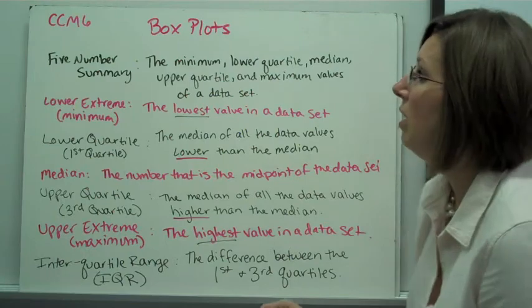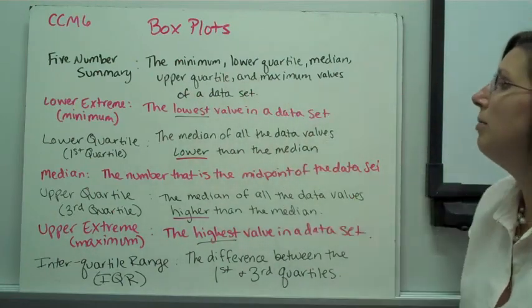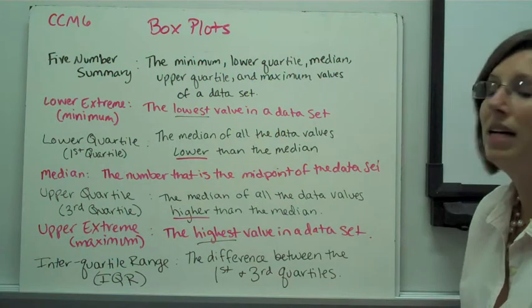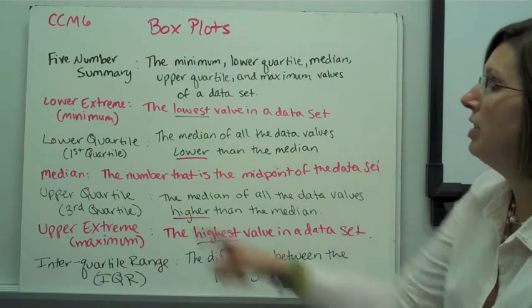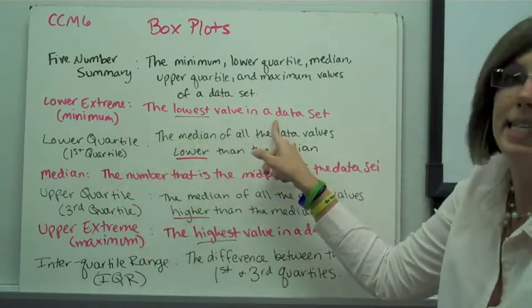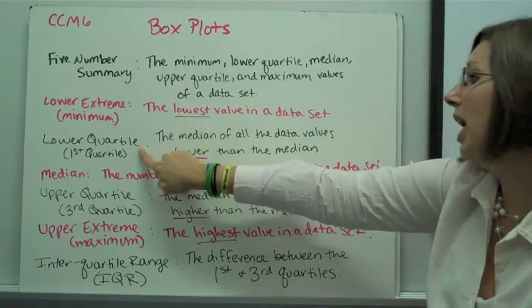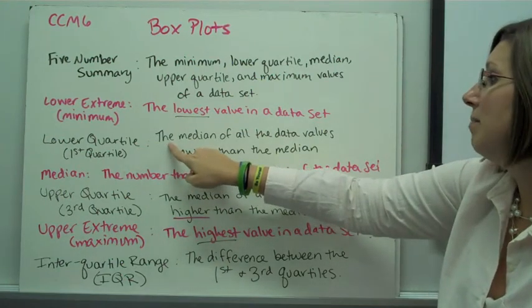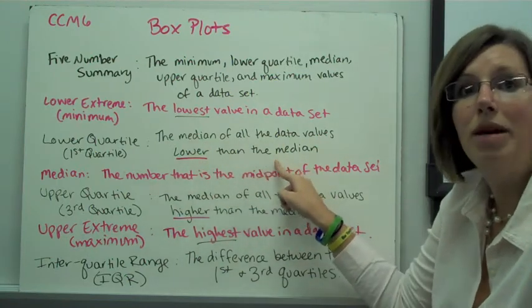But for now, we need to know the 5-number summary, which is the minimum, the lower quartile, the median, the upper quartile, and the maximum values for a set of data. We need to know the lower extreme, which is also called the minimum. That's the lowest value in a data set. We need to know the lower quartile, also called the first quartile. That's the median of all the data values lower than the original median.